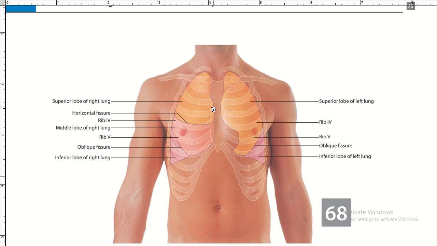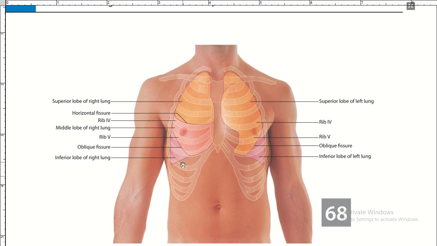Let's now go to quiet expiration. Expiration is done by the recoiling of the lung. So quiet expiration is passive, and it is assisted by the internal intercostal muscles, whilst the lower rib is fixed by the quadratus lumborum muscle. The quadratus lumborum muscle fixes the lower rib during expiration.